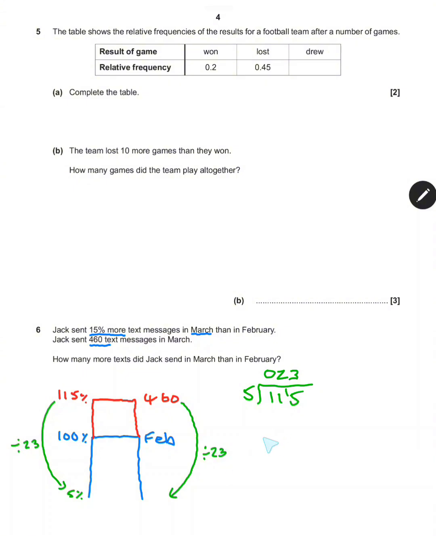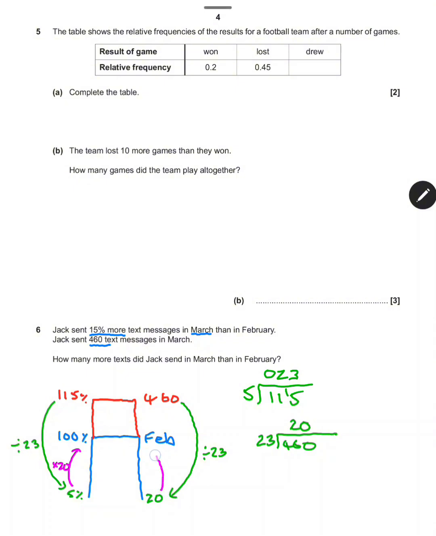So we're going to say how many 23s in 460. 23s into 4 is 0, remainder 4. 23s into 46 is 2. And 23s into 0 is 0. So 5% is 20 text messages. What we can do is now scale this back up to 100%. How to get from 5 to 100? There are 20 5s in 100. 5 times 20 is 100.